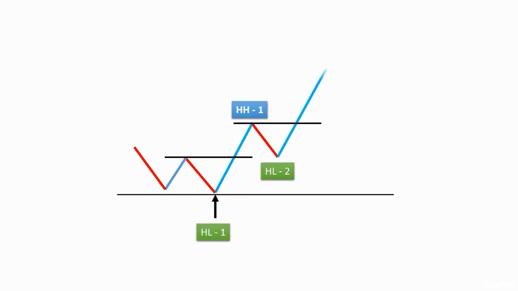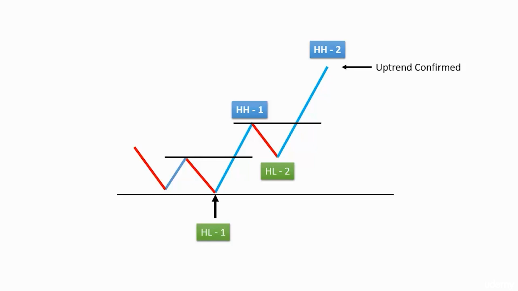So if price goes up and breaks the higher high level 1 and creates a new top, then we will call this new top level as higher high 2. Now that we have two higher highs and two higher lows in this price action chart, we are pretty much confirmed that the uptrend has begun.